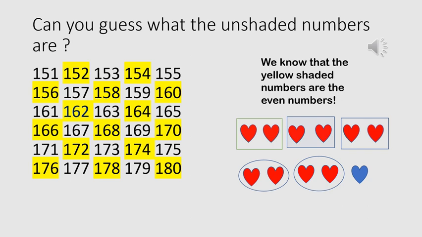There are two rows of hearts. In one row, we have six hearts. In the second row, we have five hearts. In the first row, we can share the hearts equally. This is how we know six is an even number. In the second row, we cannot share the hearts equally, because one heart is left over. This is how we know that 5 is an odd number. Therefore, the unshaded numbers are called odd numbers.